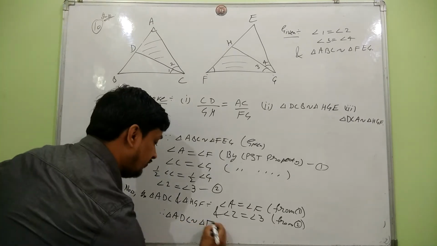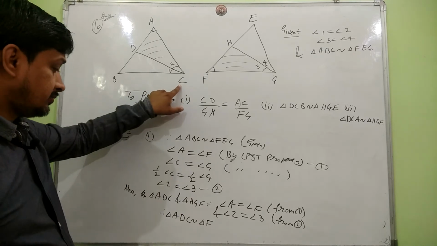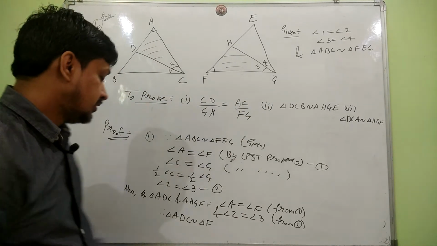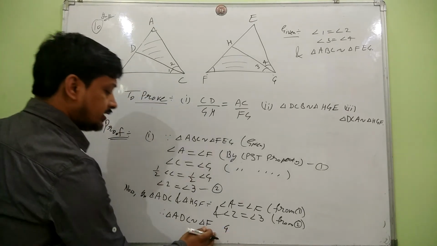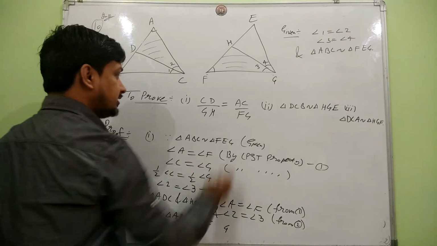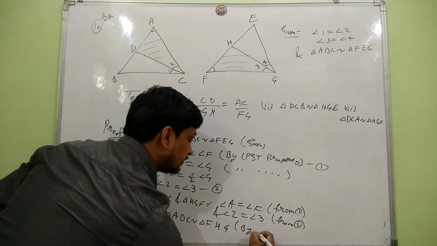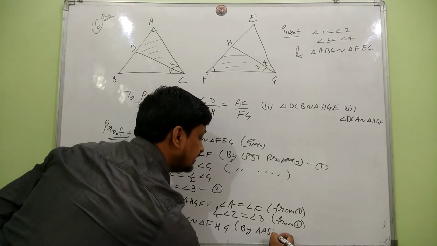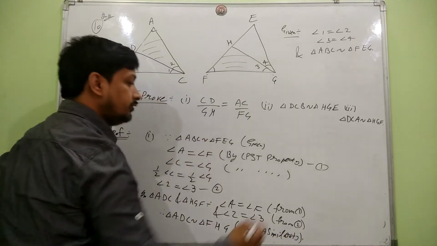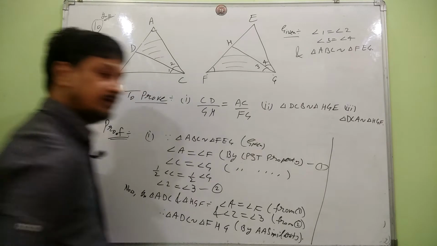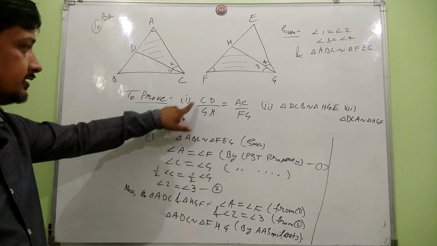A corresponds to F, so A is on the first place, and F will be on the first place. Angle 2, that is angle C, and angle G: C is on the third place, so G will be on the third. What will be in between? Obviously H is left, so H. So it is by AA similarity. Now if these triangles are similar, you can say what we need in the result, CD.